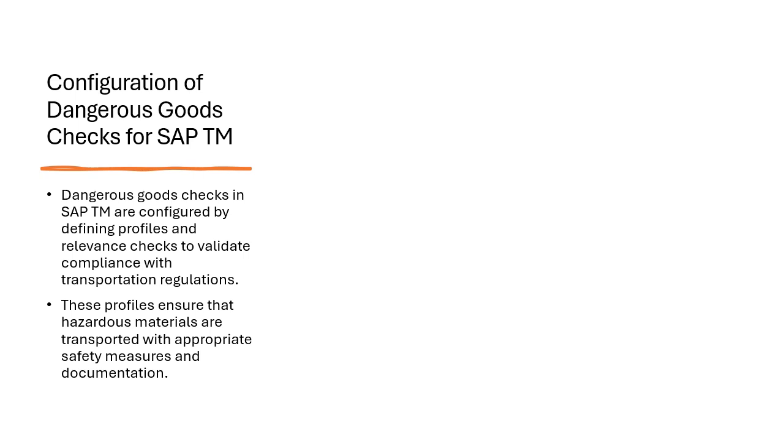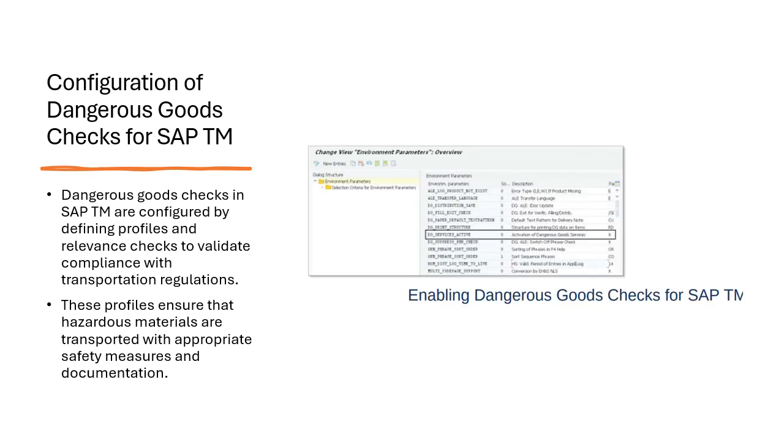And next is the configuration of dangerous goods check for SAP TM. In SAP TM, dangerous goods checks are configured to ensure that all transportation involving hazardous material complies with legal and safety requirements. So this includes setting up rules for transportation modes, materials, and countries for transit. And next, this image shows how dangerous goods checks are enabled in SAP TM, which also outlines the steps to configure and activate these checks for shipments containing hazardous material.